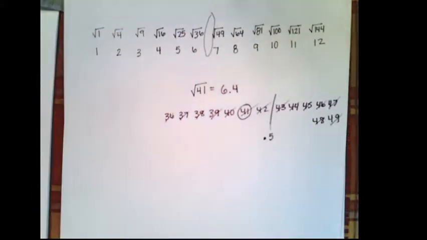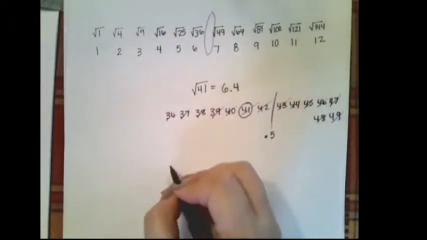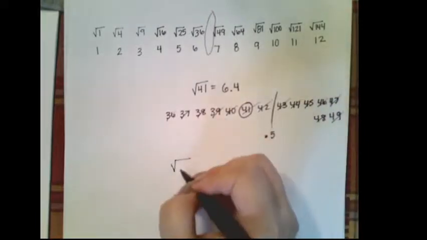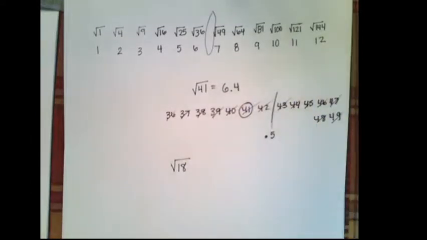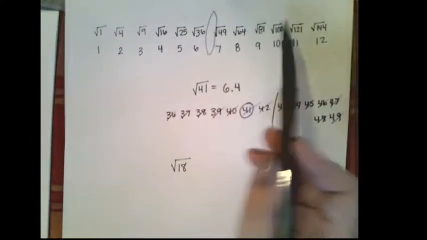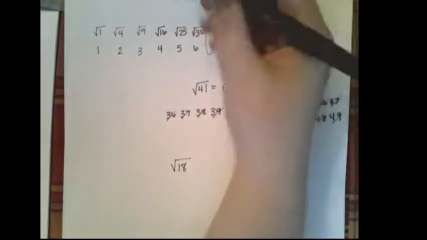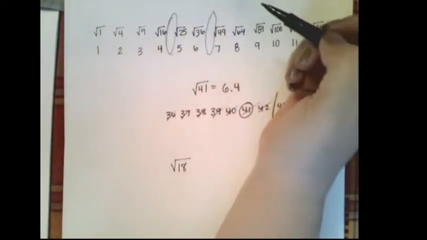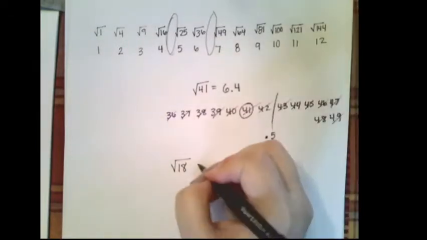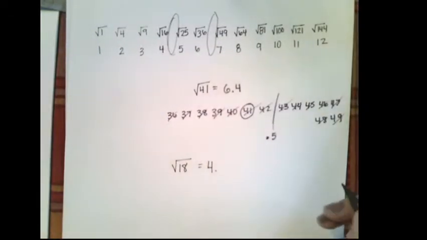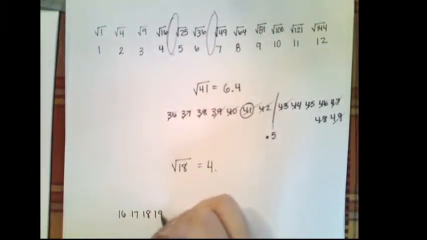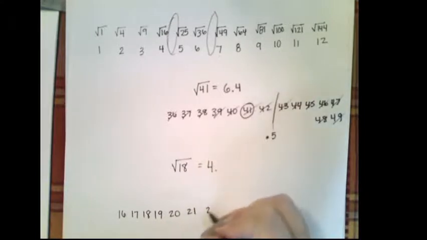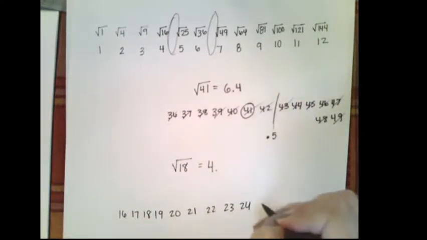So let's try another one and walk through these steps. Let's say I want to estimate the square root of 18. I need to find the two perfect squares on either side of 18, and that's right here, between 16 and 25. That means my number must be 4 point something. So we have 16, 17, 18, 19, 20, 21, 22, 23, 24, 25.